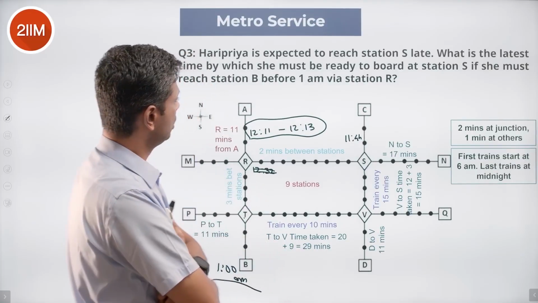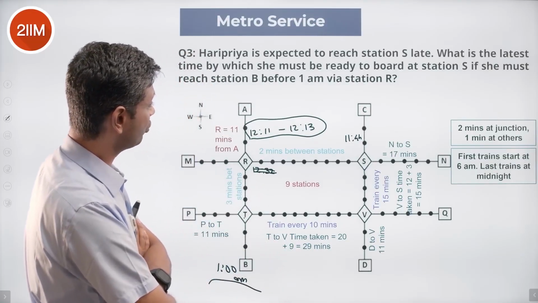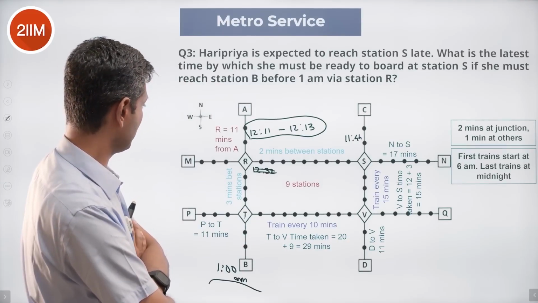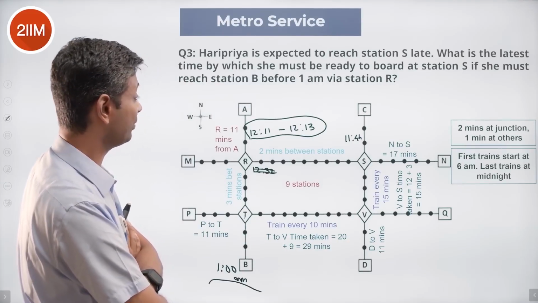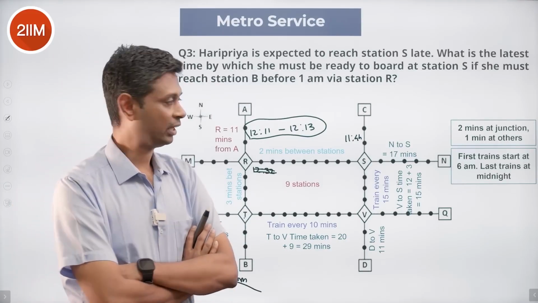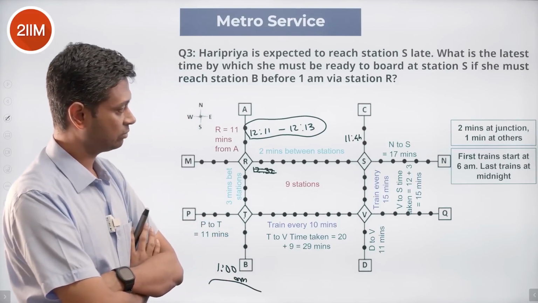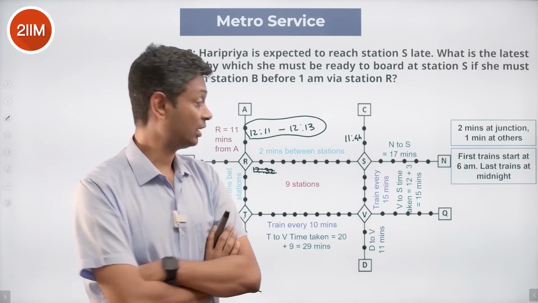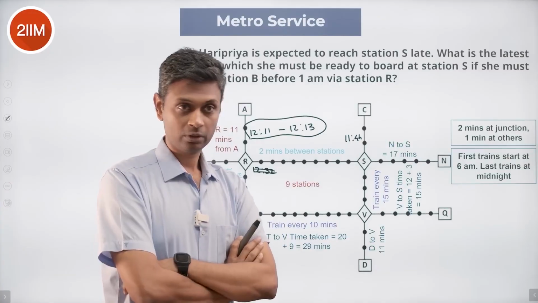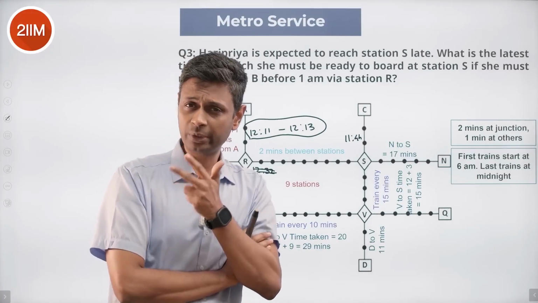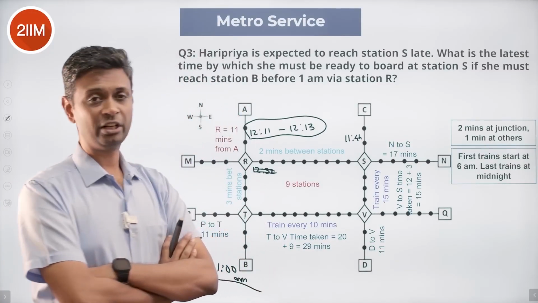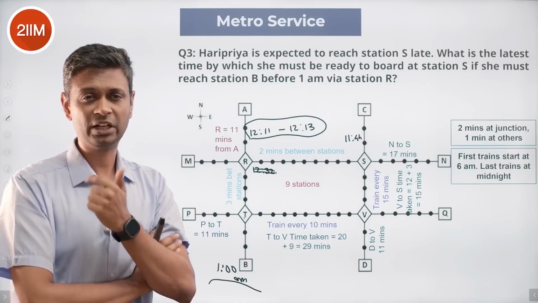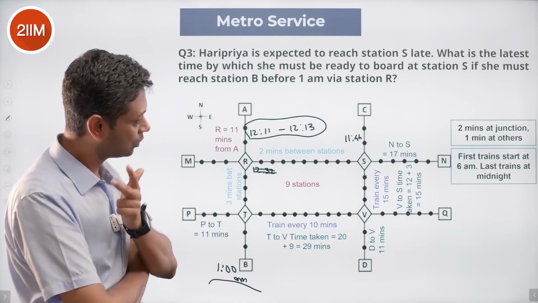Right? So N to S is 17 minutes. On this axis, we have a train every 10 minutes. So we have a train coming at 11:17 at S. And at N, leaving at 11:10, 11:20, 11:30, plus 17 minutes, 11:27, 11:37, all of that.